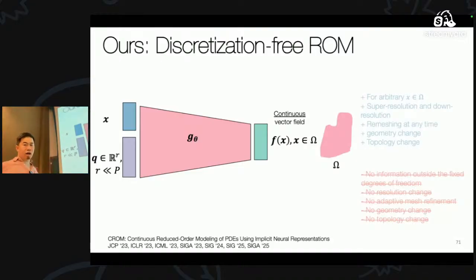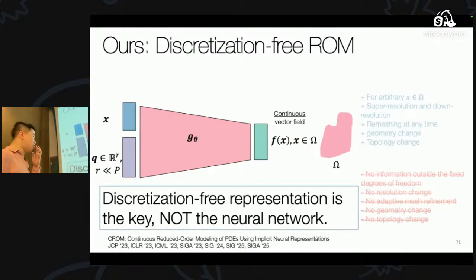In fact, later on we figured out that you don't necessarily need a neural field here. Neural rendering doesn't need NeRF; Gaussian splatting works for neural rendering as well. So in this case, the discretization field representation is the key, not a neural network.